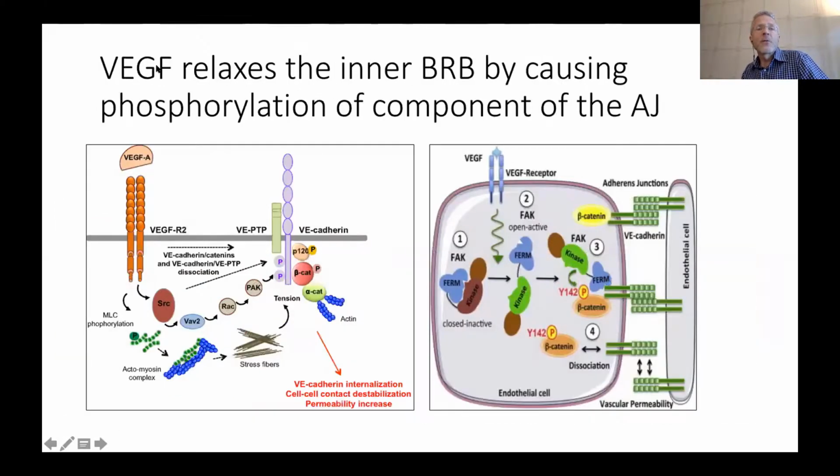So VEGF relaxes the inner blood-retinal barrier by causing phosphorylation of components of the adherens junctions, or the AJ. You can see that here the receptor gets activated by its ligand. It turns on signaling events which lead to phosphorylation of molecules within the adherens junctions, and that compromises their ability to set up the barrier.